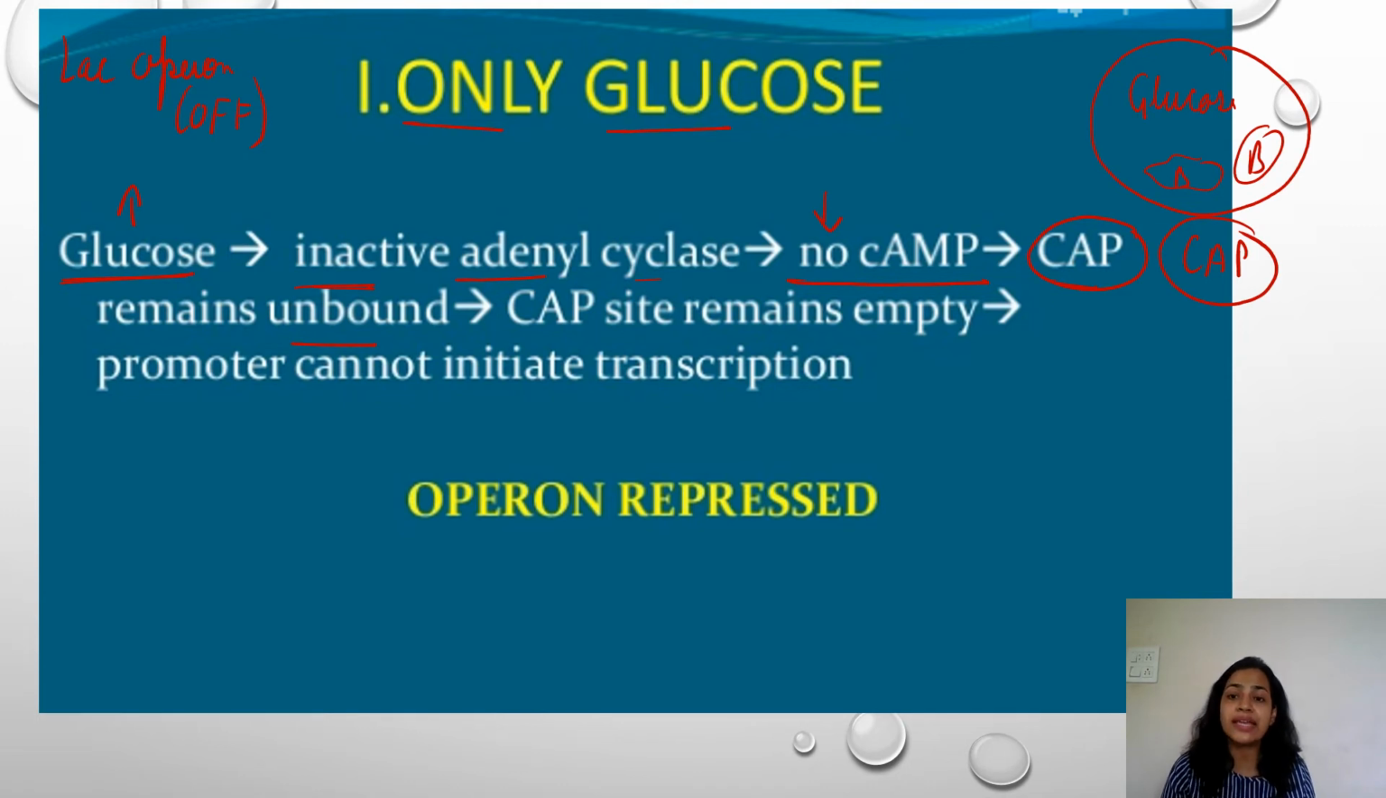Okay, and when cyclic AMP is not bound to the cap, we have seen that it cannot bound to the cap site. Okay, this cap cannot bound to the cap site, and because cap is a positive regulator of the Lac Operon, but now cap is not binding to the cap site, that's why the promoter cannot initiate the transcription and the operon is repressed. Operon suppress हो जाता है, repressed हो जाएगा.